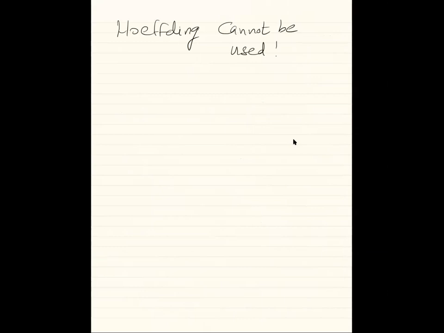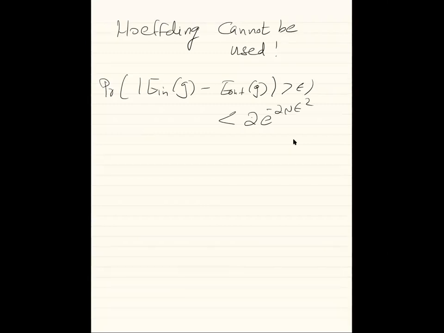So we cannot say that the probability that |E_in(G) minus E_out(G)| is greater than epsilon is less than 2 e to the minus 2n epsilon square. This does not work. Okay, this is not true because Hoeffding cannot be used, because E_in of G is not a sum of IID random variables anymore. So as a result of that, this particular bound does not immediately apply. Okay? However, there is a simple fix to this. And the fix comes from a technique known as union bound.